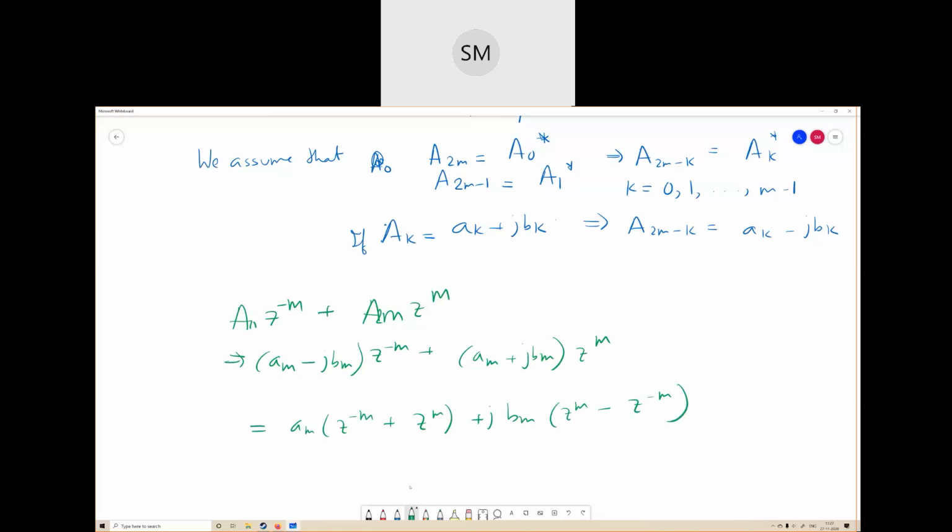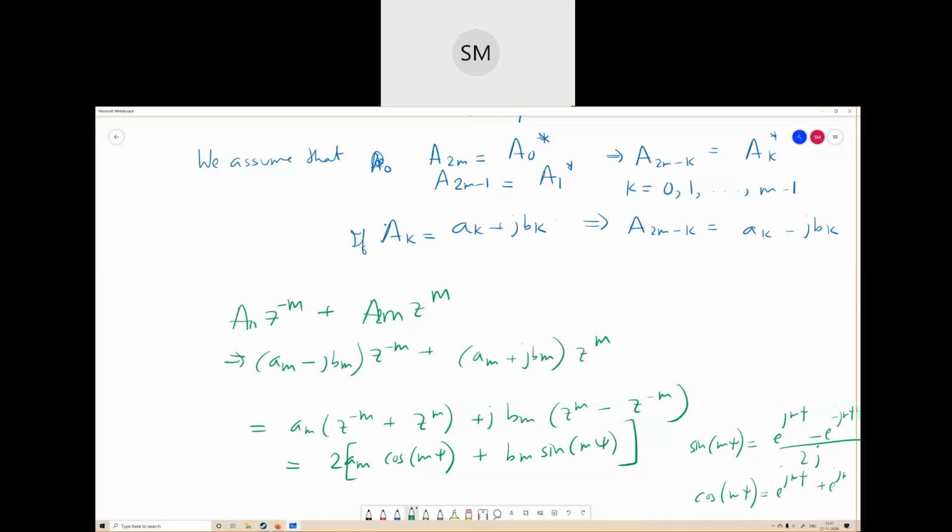Okay, so this will be 2am cos of m psi plus bm sin of m psi, where sin of m psi equals e to the power of j m psi by 2j, and cos of m psi equals e to the power of j m psi by 2. Yes, this way.